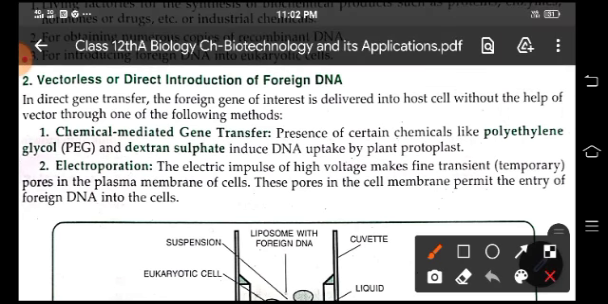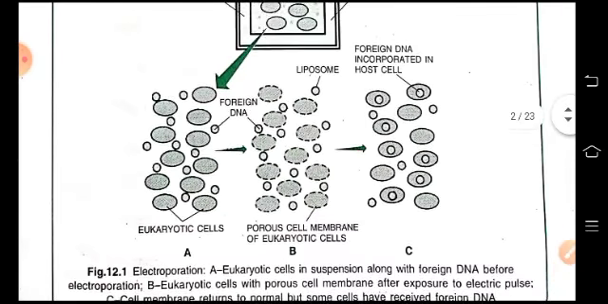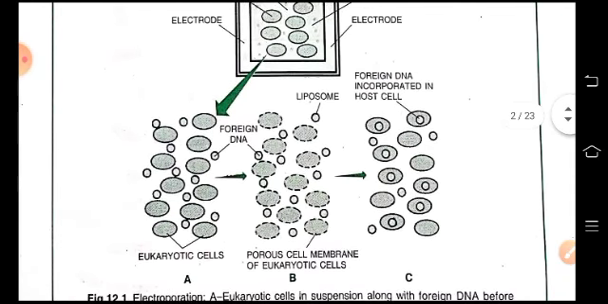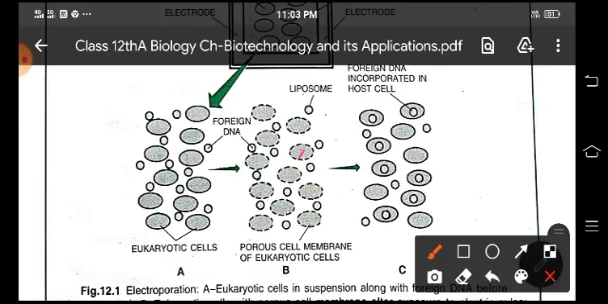Next is electroporation. This technique involves the electric impulse of high voltage which makes fine transient or temporary pores in the plasma membrane, and these pores in the cell membrane allow the entry of foreign DNA into the cells. Now, here is electroporation. These are the eukaryotic cells and foreign DNA. By passing the electric current, electroporation is done or the pores develop, and this foreign DNA gets inside the cells.